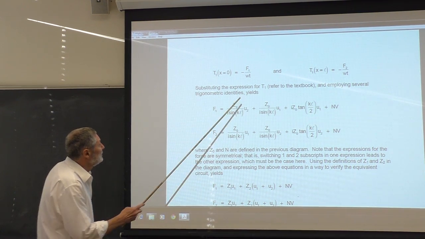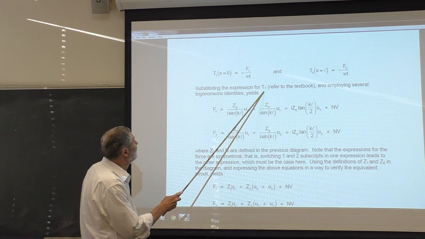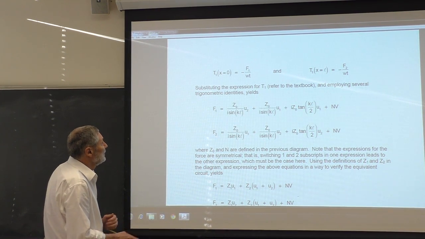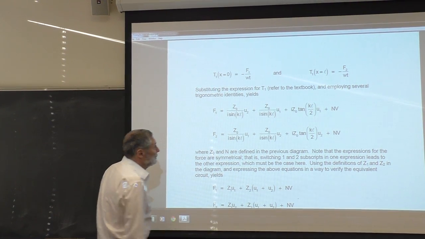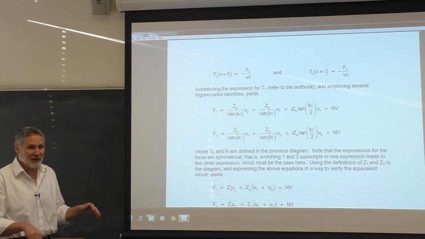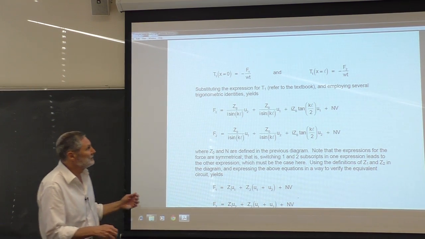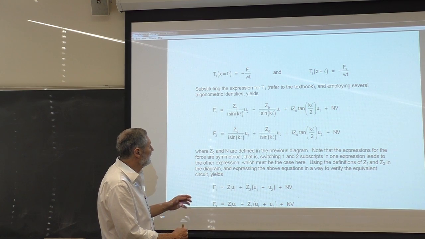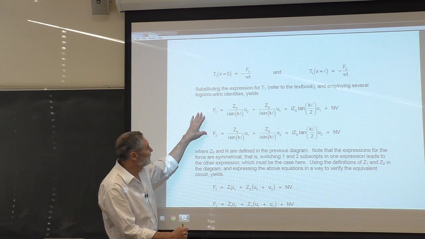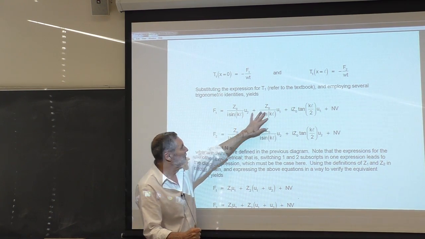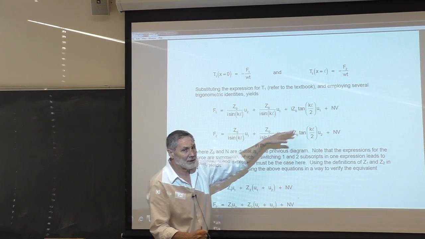We now substitute T1, it's in the textbook. And here's what we get. Now if you look at these equations, they look kind of canonical-like. Not exactly, but they have that appearance, right? We've got the forces over here in terms of the velocities or the currents, and then we've got voltages.